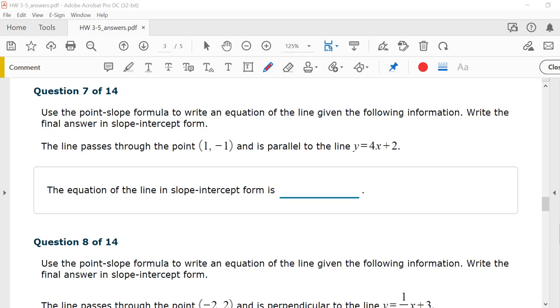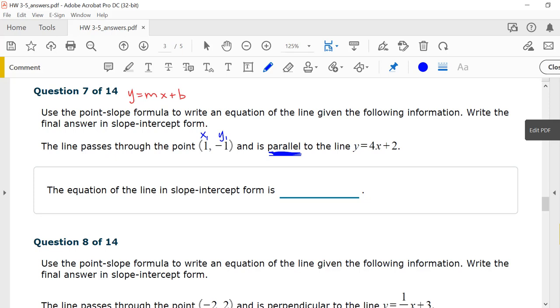Number 7, use the point-slope formula to write the equation of the line given the following information. Write your final answer in slope-intercept form. Mx plus b form is what we want. It tells us that it passes through this point, 1, negative 1. There's my x1, y1.